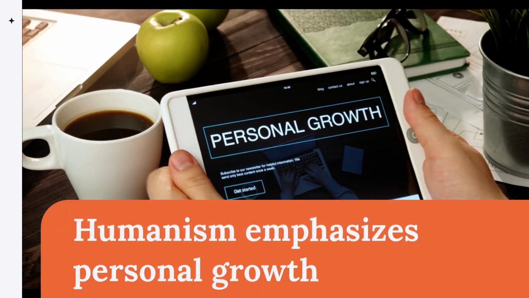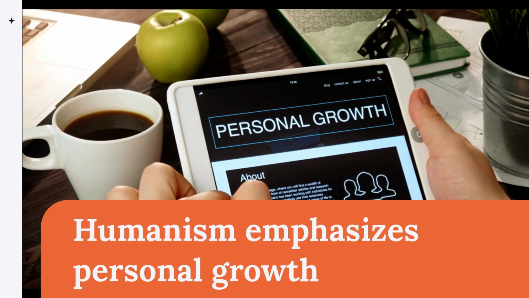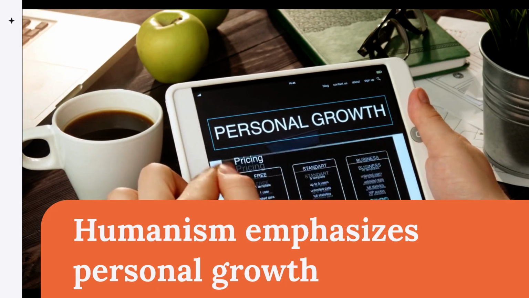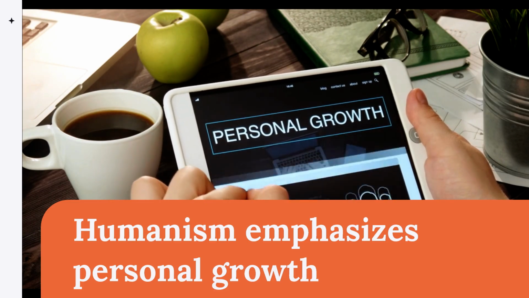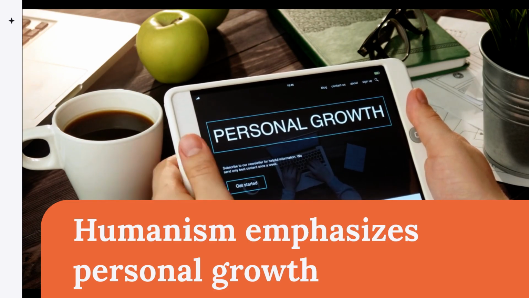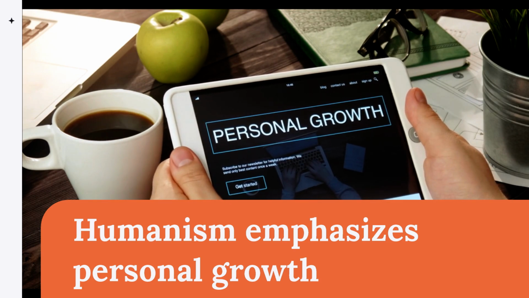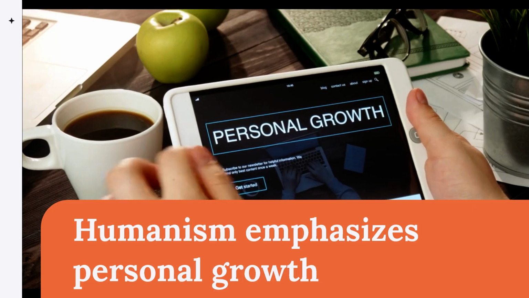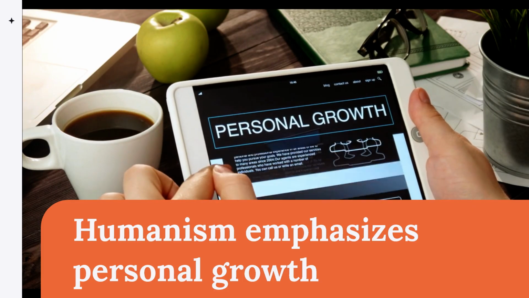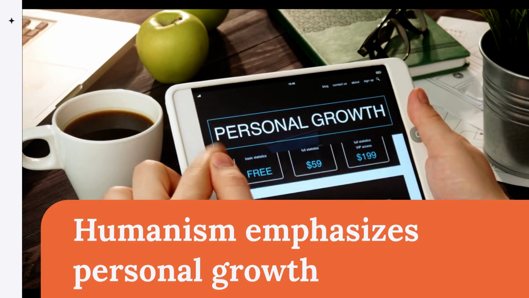Humanism emphasizes personal growth and self-actualization. The focus on subjective experiences is central. This approach has significantly impacted counseling and therapy. It aligns with the belief in positive change and individual potential. The focus is on the client's subjective experience and self-discovery.